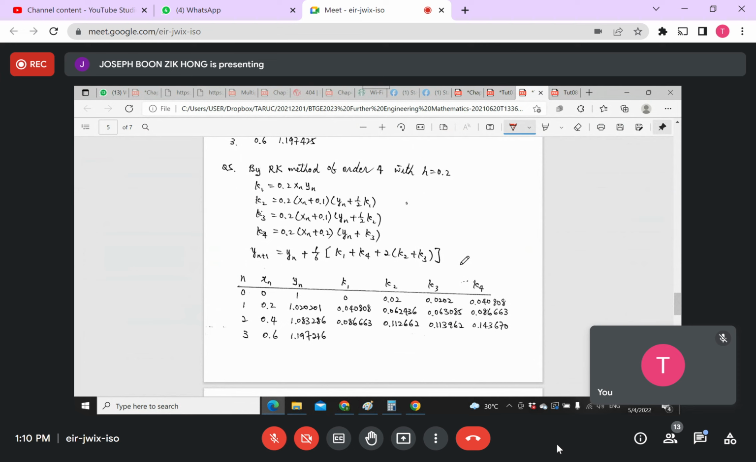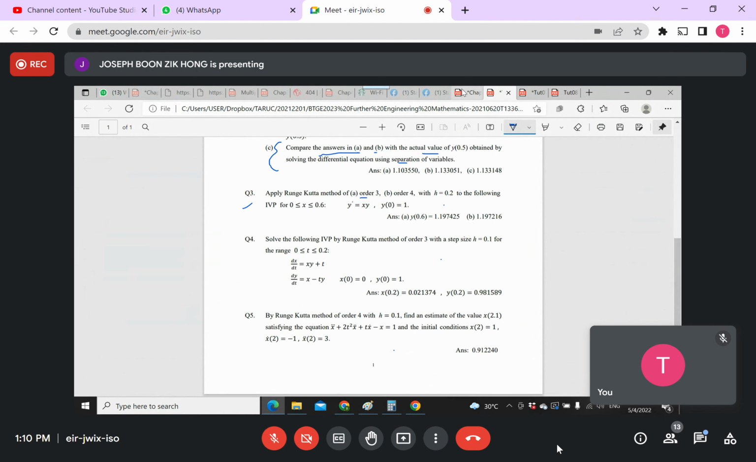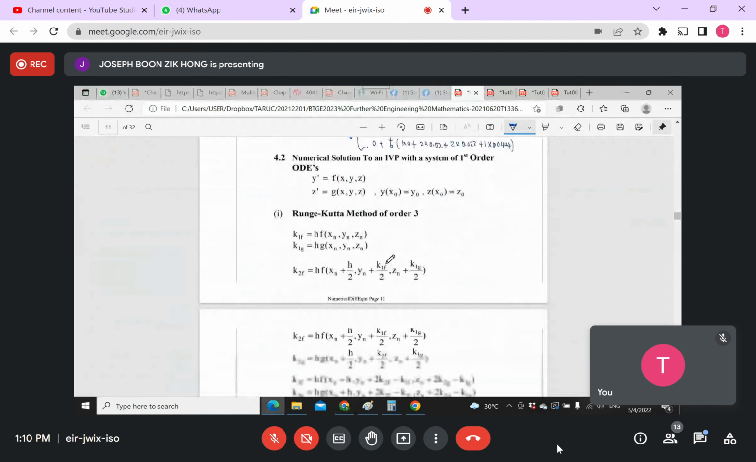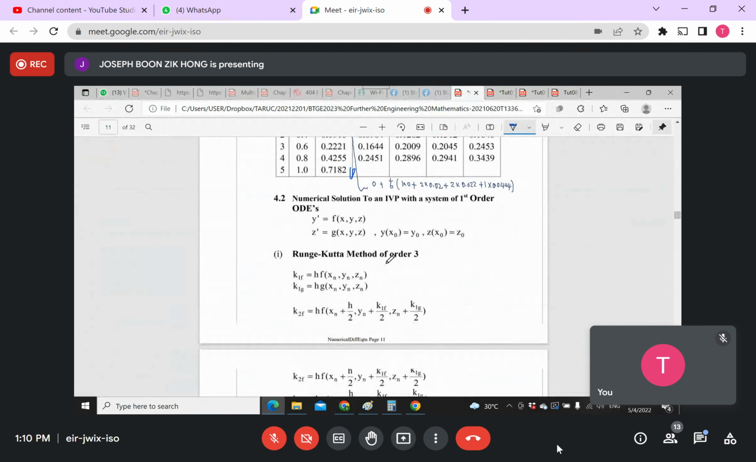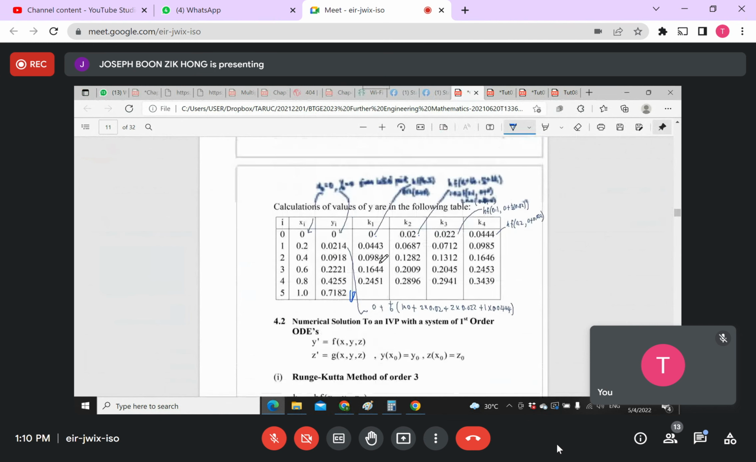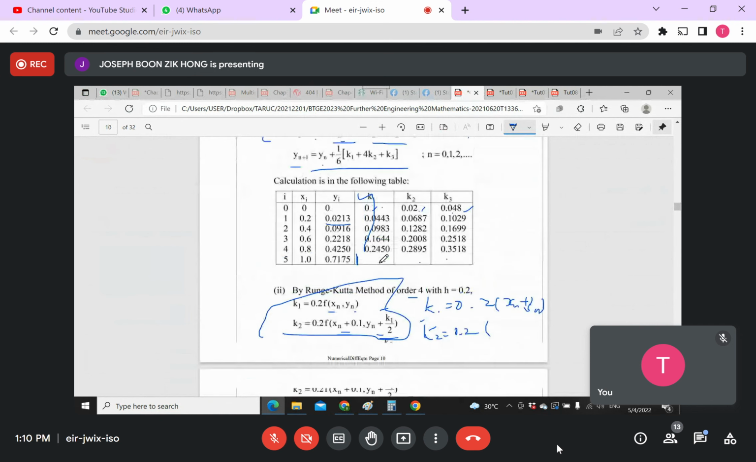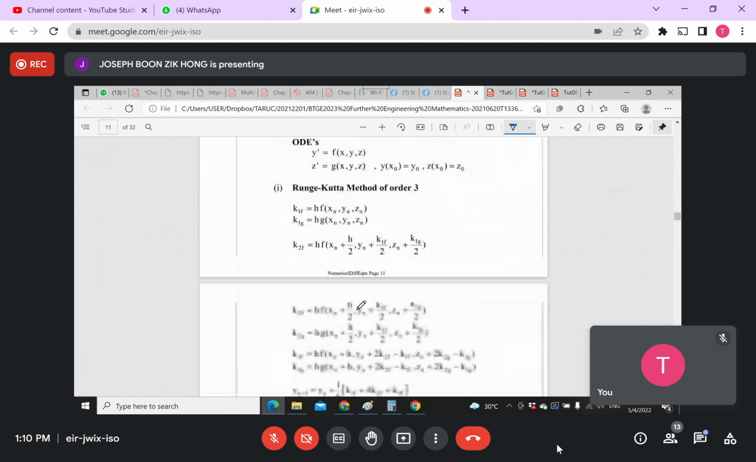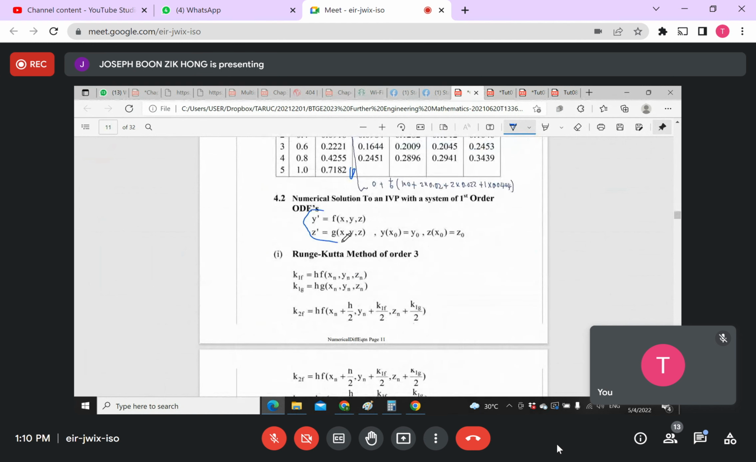Okay, I proceed again. Again, any question, please stop me. Okay, so we not only can use the Runge-Kutta to solve one equation, where we want to solve one equation and one condition. By using the Runge-Kutta, we also can solve two equations with two conditions.